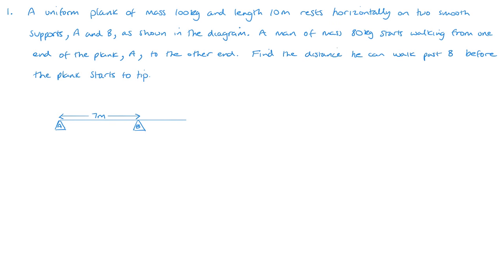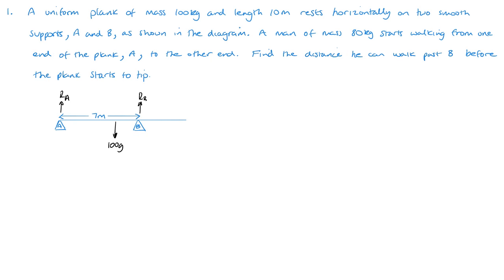So we've got a uniform plank. So in the middle of this plank, we've got 100g. That's the reaction at A. That's the reaction at B. Okay, a man of mass 80 kilograms starts walking from one end of the plank A to the other end. Find the distance he can walk past B before the plank starts to tip.